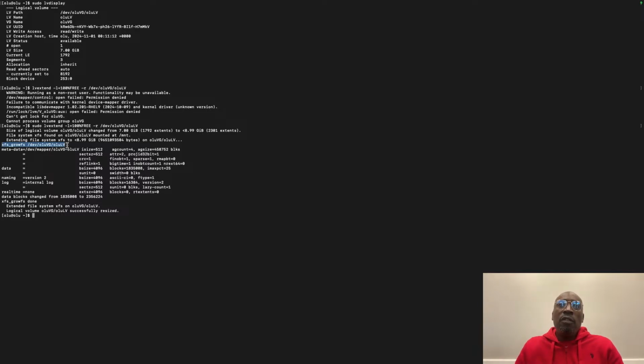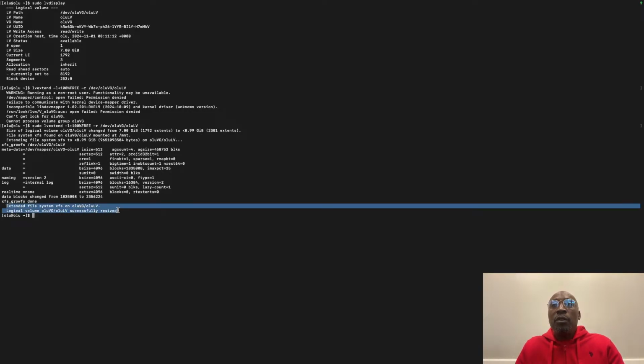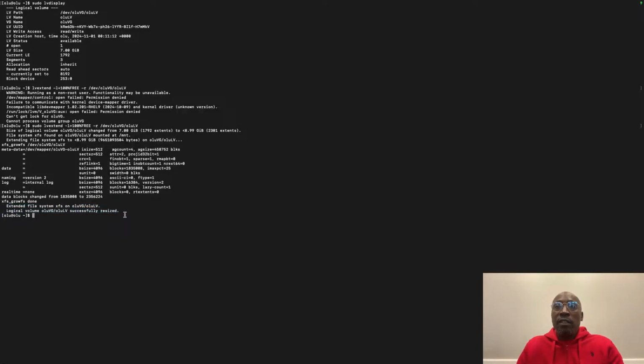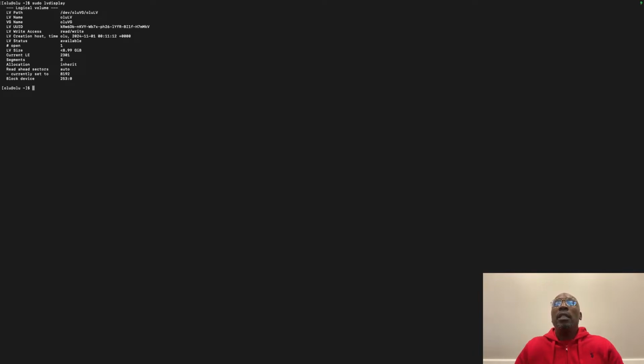Now, if this logical volume was like a VFAT or an EXT4 or EXT3, then it would have invoked the command here that grows or resizes those file system types. So let's go take a look, and it tells you right here what the file system is, and it tells you that it was successfully resized. So let's go back and take a look at our logical volume. We'll invoke the lvdisplay command again. And here we are. So now we have a size of about 8.99 GiB, okay?